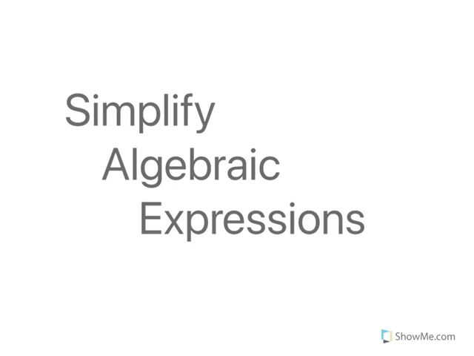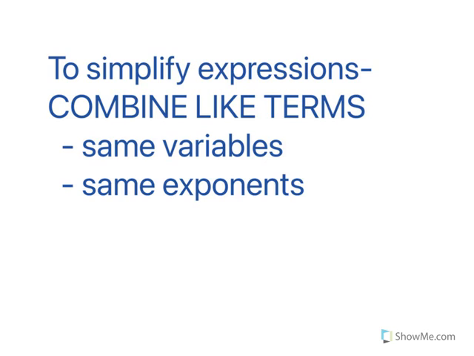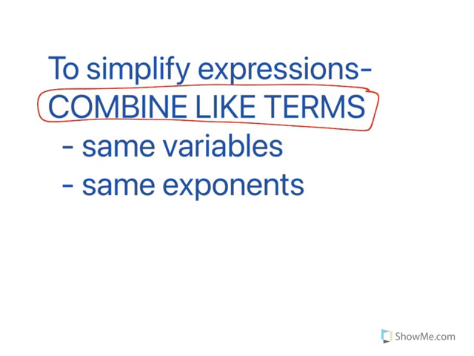Let's simplify algebraic expressions. First of all, remember that the word algebraic generally just means that we are going to have some variables, perhaps, and expressions mean no equal signs. So we're just dealing with some mathematics, but no equal signs. To simplify expressions, we do what's often called combine like terms.